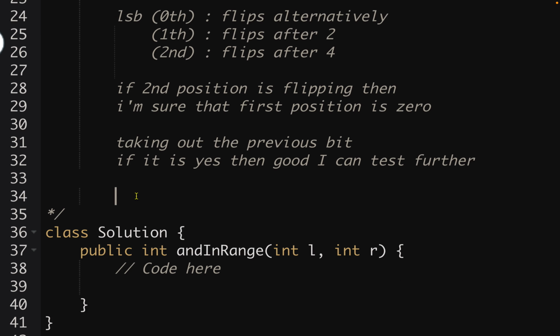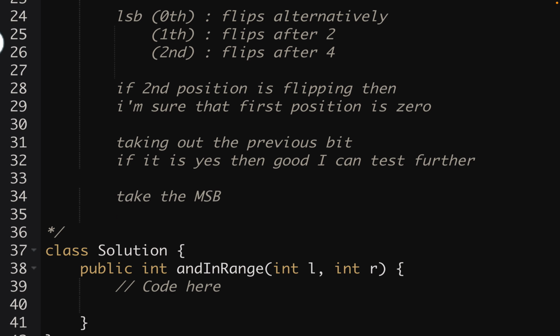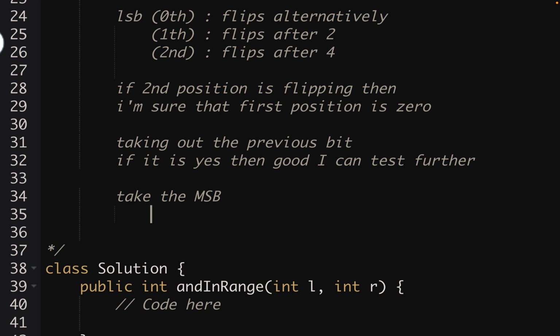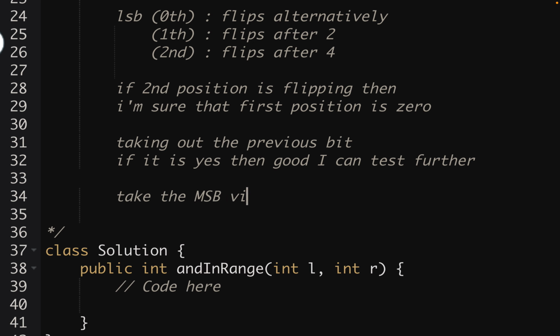So here what I'm saying is, take the MSB, most significant bit. There are a number of ways you can take it. Let's say the simplest way to take the MSB is via log 2 of a number. If you want to know more about how to calculate MSB, click the video or the link displayed here. It would give a much clearer understanding.